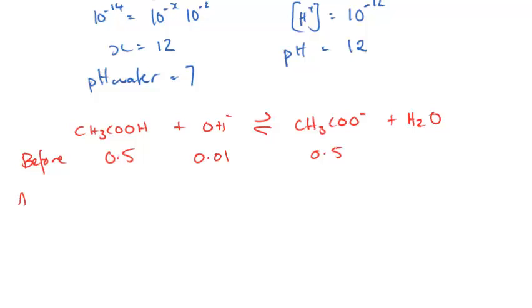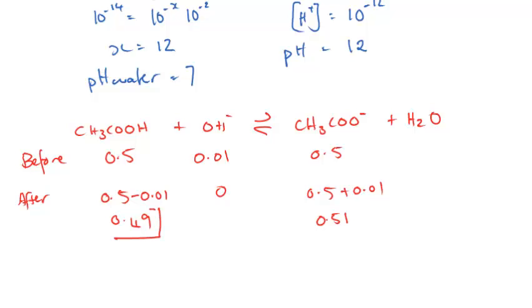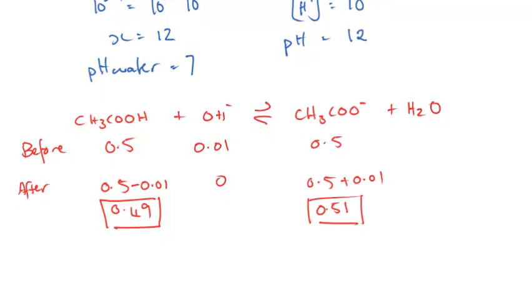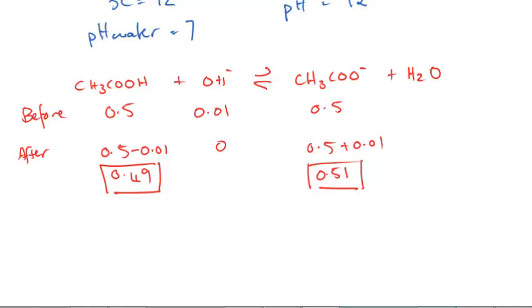After the reaction, and remember this is a strong base, so it's going to go to a complete reaction, we're going to have 0.5 minus 0.01. So we're going to have 0.49. This is going to go to completion, so all your hydroxide is going to be used up, and we're going to have 0.5 here plus 0.01, so 0.51 molar. So this is the molarity that we're going to use for each of these. So now we can set it up in the ICE. So let's set it up with ICE.